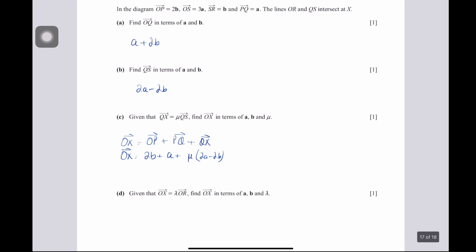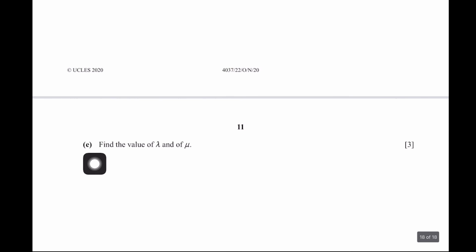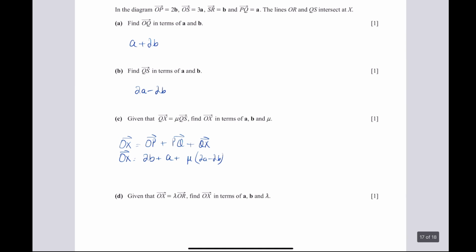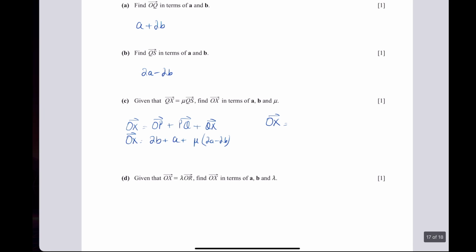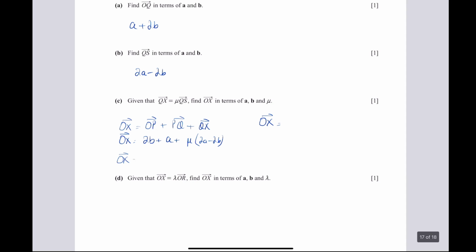Now you can leave it over here like I said, but these are quite predictable questions. Further on you have to find the values of lambda and mu, so it's better that you write it in the form of a and b beforehand. So it doesn't require a lot of work. OX can be written as, first let's expand it. So OX will be 2b plus a plus 2 mu a minus 2 mu b.